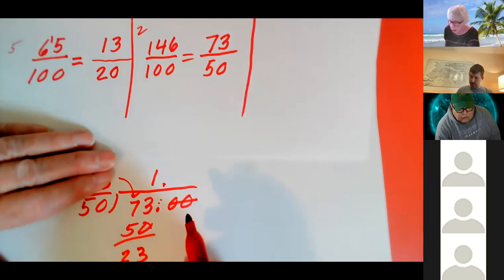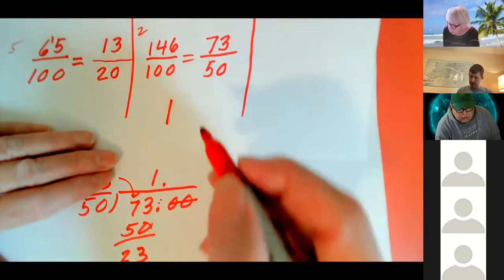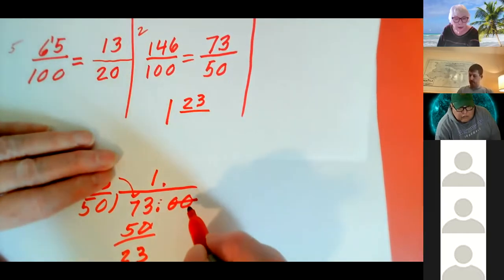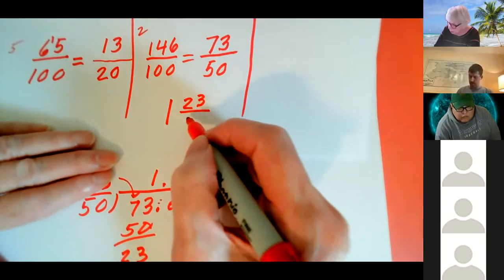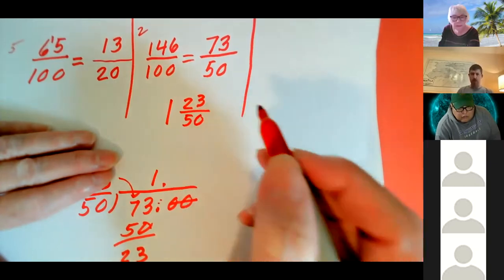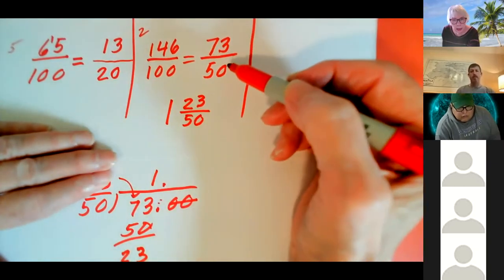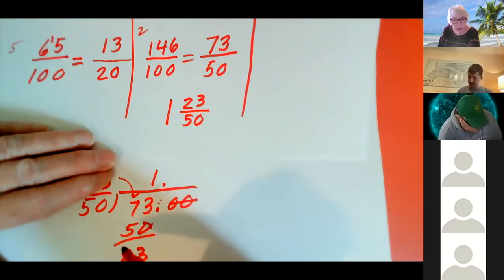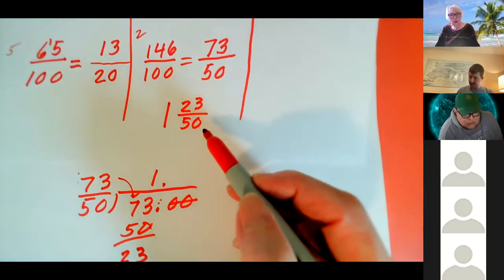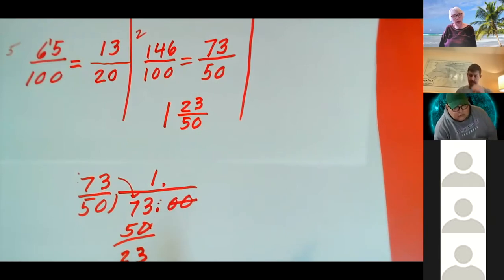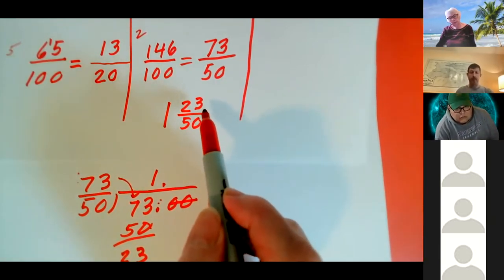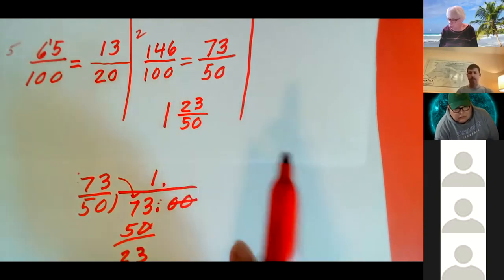23. So what we have is 1. And they did want a mixed number, so I got carried away with my decimal. 1 and 23 over 50. Okay, so we had it right here. We divided it. It went in one time with the 23 left over the 50. So do you think that reduces? I don't think it goes anywhere, do you? 23 is no good. Okay.